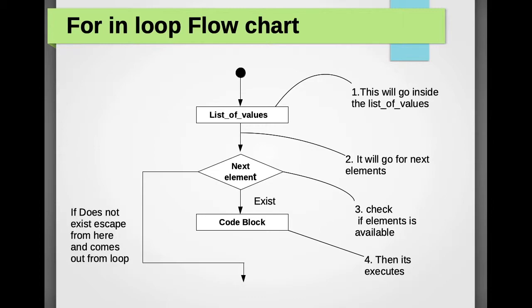So we can see here the first thing, the list of values. It will go inside the list of values. Okay. And next it will go for the next element, and then check if the element is available or not. If it exists, then it executes. Otherwise, if it does not exist, it escapes from here and comes out of the loop. So this is the flowchart of the for in loop.